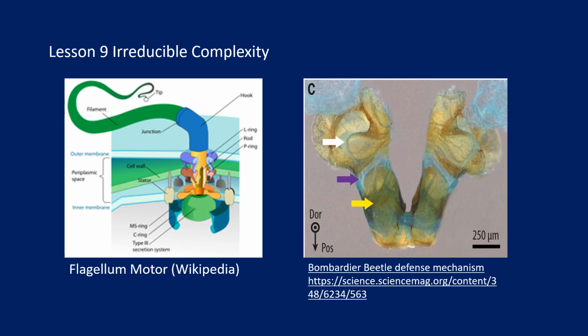Now we come to lesson 9, irreducible complexity. We'll be talking about the flagellum motor, the bombardier beetle, and procreation.